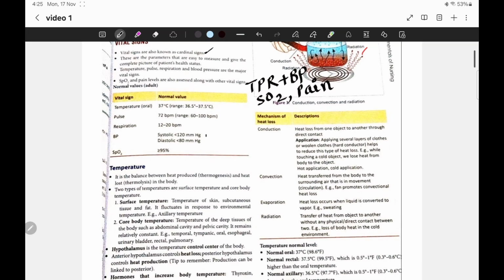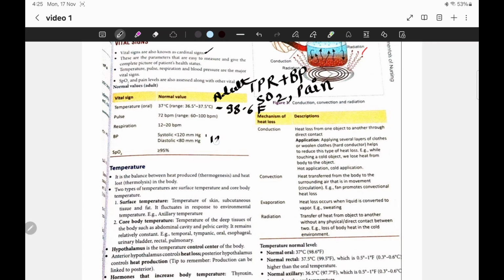For the adult normal vital sign values, you should know that the temperature is 37 degrees Celsius orally, or in Fahrenheit 98.6 degrees Fahrenheit. Pulse is 72 beats per minute, but the range is 60 to 100. Respiration is 12 to 20 breaths per minute, and BP has a systolic and a diastolic value. Systolic should be less than 120 mm of Hg, and diastolic should be less than 80 mm of Hg.